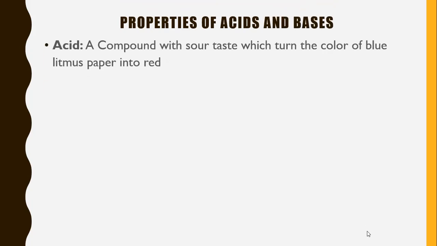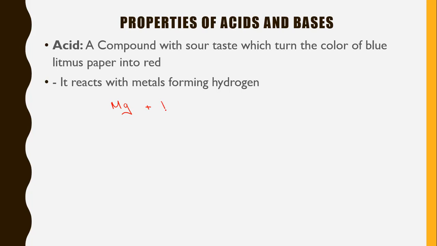What is an acid? An acid is a compound which has a sour taste, like the taste of lemon, and it turns blue litmus paper into red. It reacts with metals forming hydrogen. For example, magnesium is a metal which reacts with hydrochloric acid HCl.